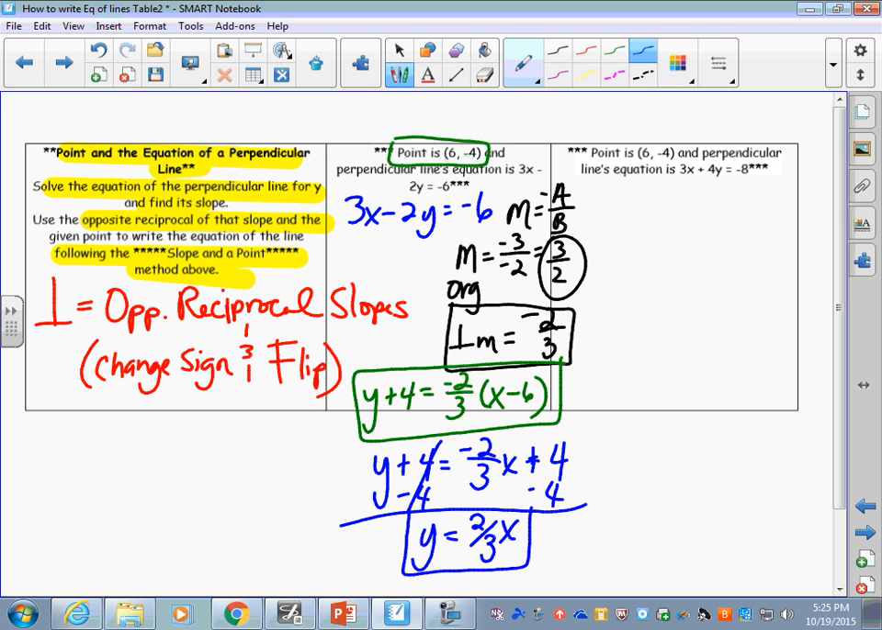Notice that the slopes are opposite reciprocals. I forgot my sign here, sorry. Negative. And that's your biggest tell to determine if they're perpendicular or not. If you have flipped and then changed the sign.